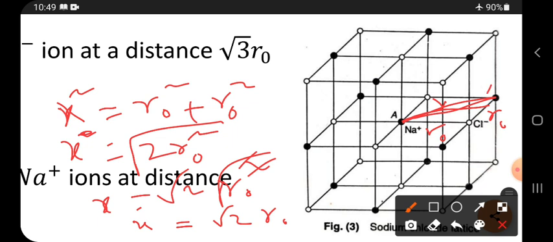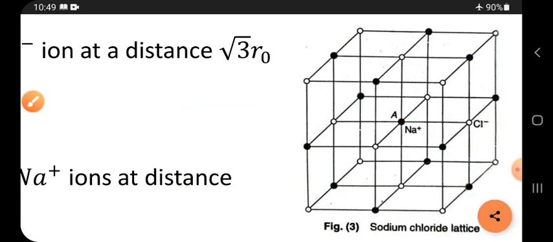So 1, 2, 3, 4, 5, 6, 7, 8, 9, 10, 11, 12. Over. All these are at exactly what distance? Root 2 r naught distance is present.